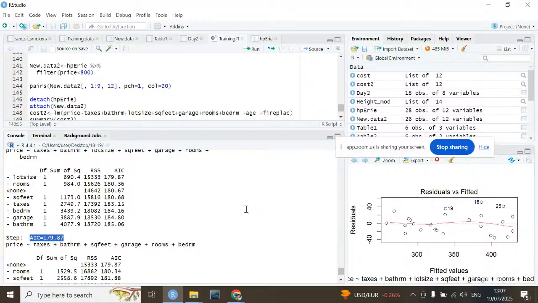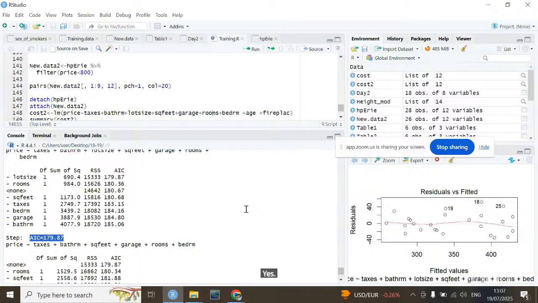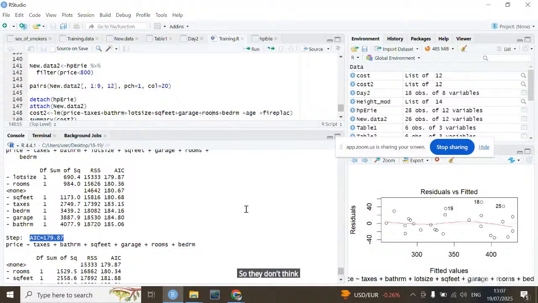I think maybe most people will know the meaning of AIC, Akaike information criterion, right? Yes. Okay, not everybody has a statistics background, so I just wanted to know what AIC is, so they don't think it's a political party. Sorry.